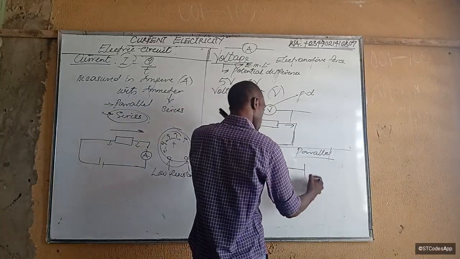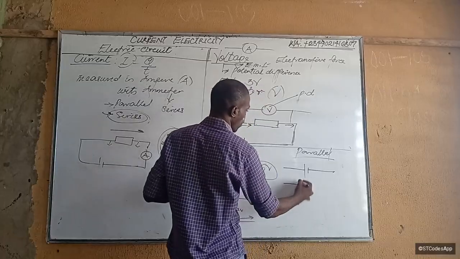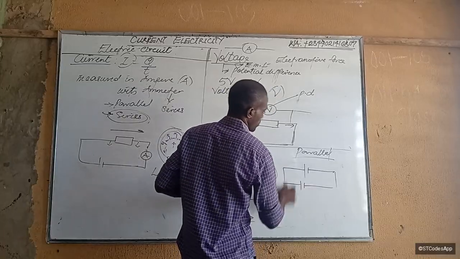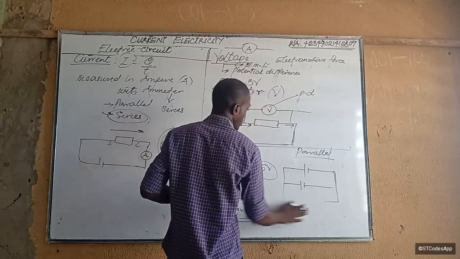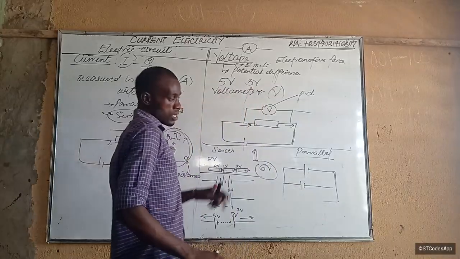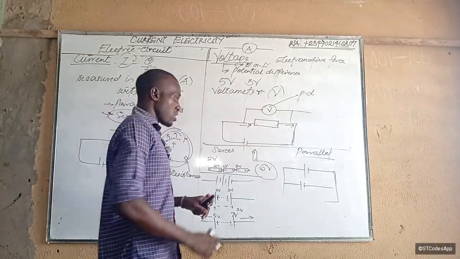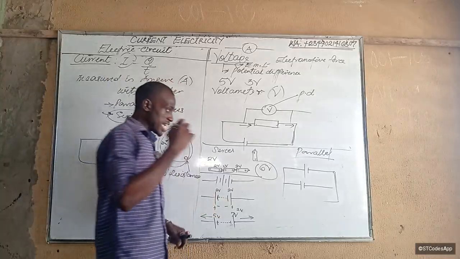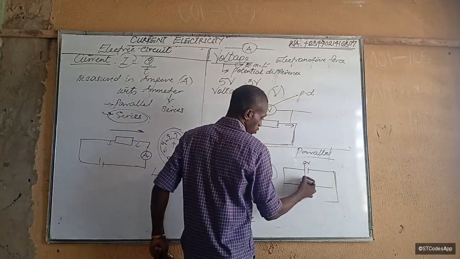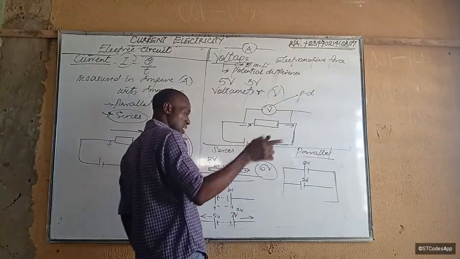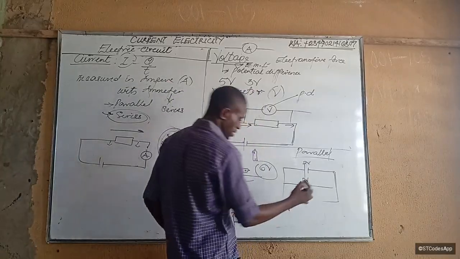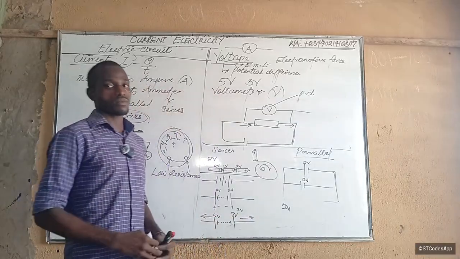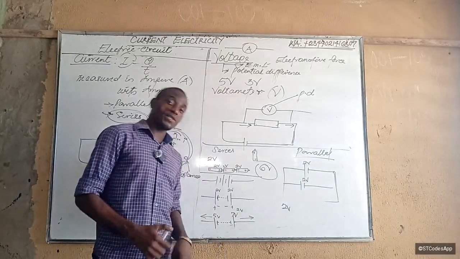If you connect batteries or cells of the same voltage in parallel, parallel simply means across each other like this. If you connect them in parallel, here's what will happen. If I have 2 volts here and 2 volts here, the amount of voltage that will be delivered is still 2 volts in an ideal case. Still 2 volts. Okay? Why am I mentioning ideal?